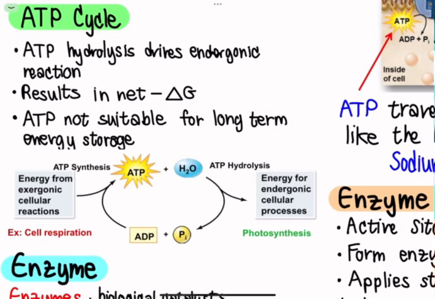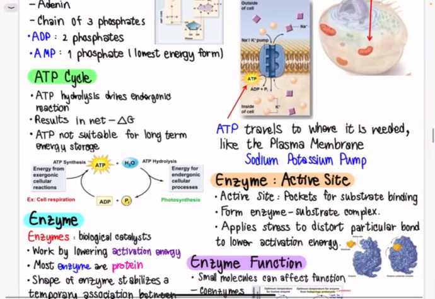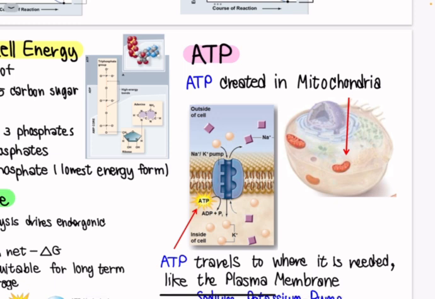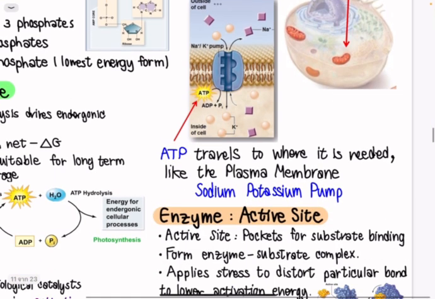Energy from exergonic cellular reactions is used to regenerate ATP from ADP plus Pi. ATP energy is created in mitochondria. ATP travels to where it is needed, like the plasma membrane or the sodium-potassium pump.